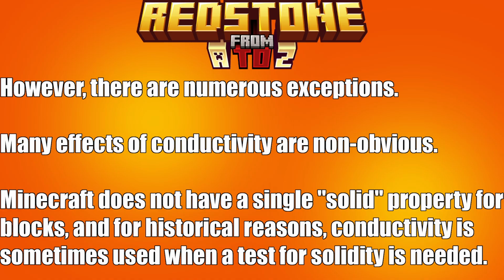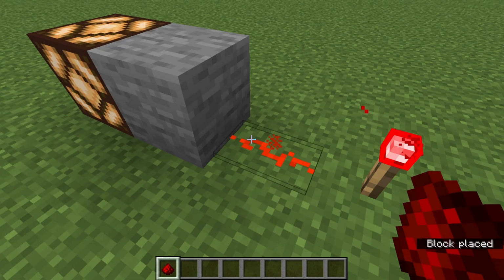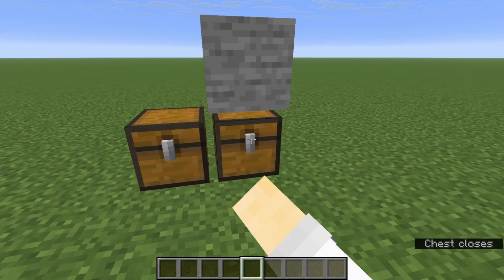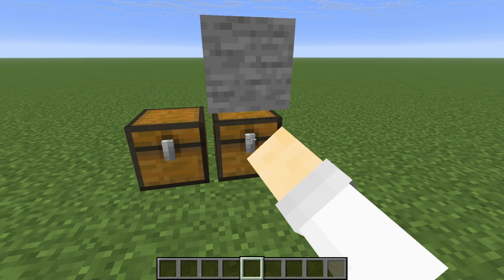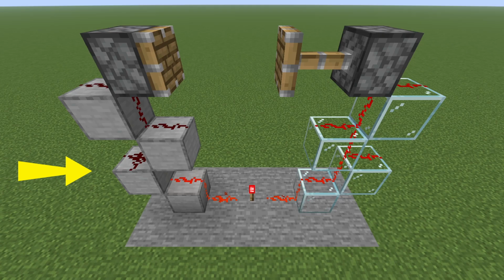Many effects of conductivity are non-obvious. Minecraft does not have a single solid property for blocks, and for historical reasons, conductivity is sometimes used when a test for solidity is needed. The common properties of conductive blocks: they can be powered, prevent chests from opening when placed on top of them, suffocate mobs inside them, can cut redstone dust, and prevent redstone dust from connecting vertically.